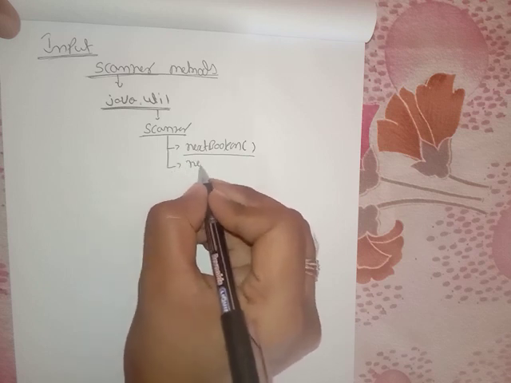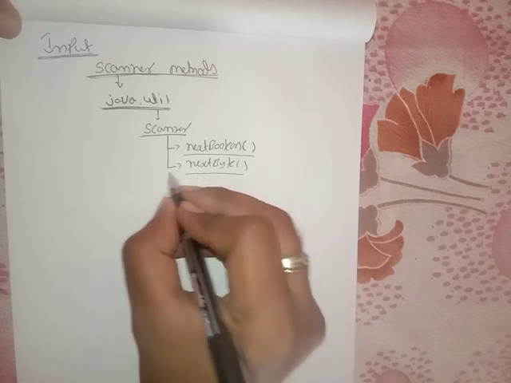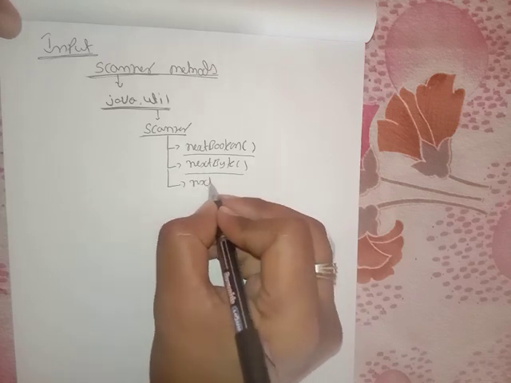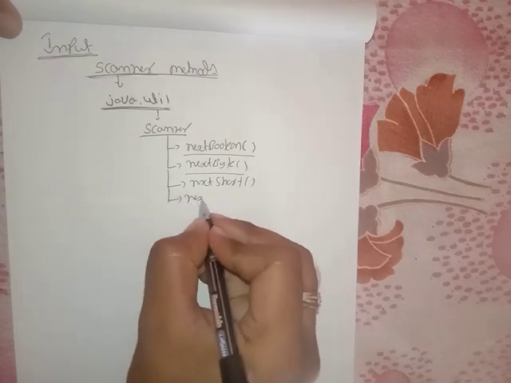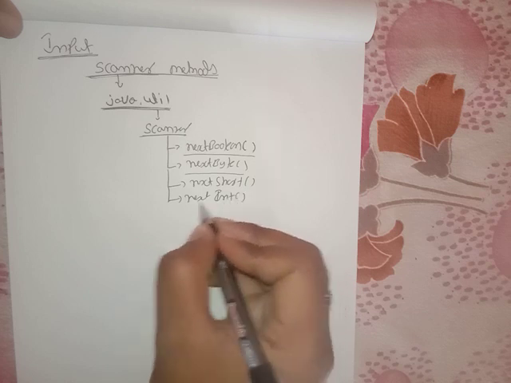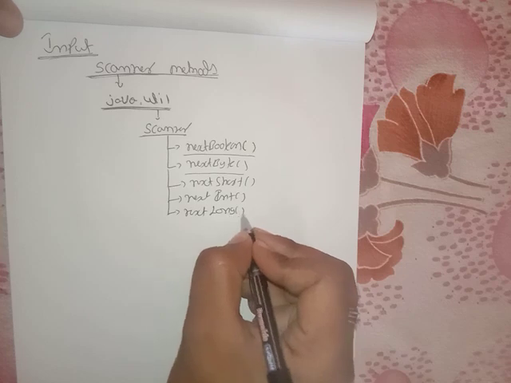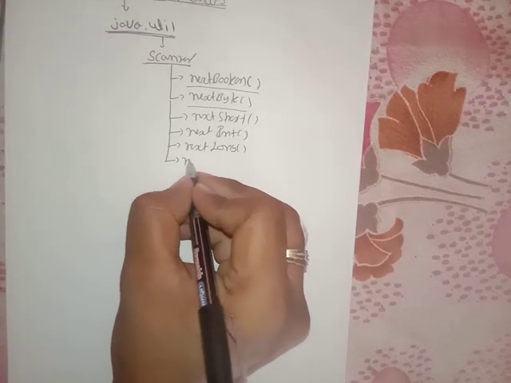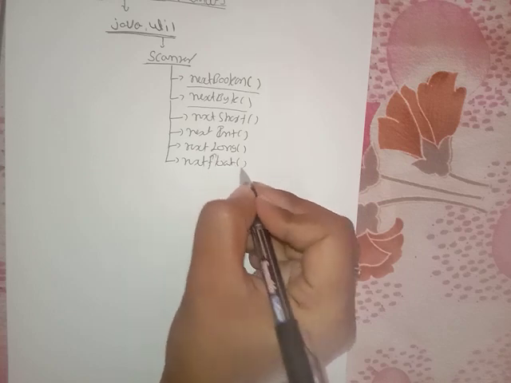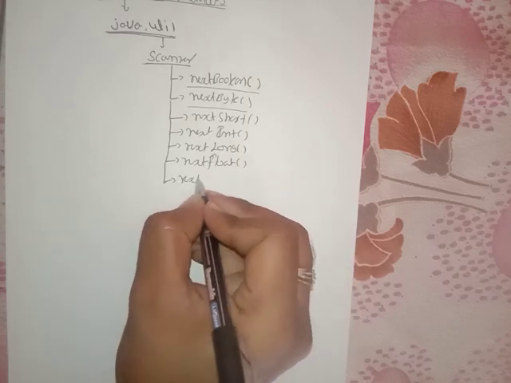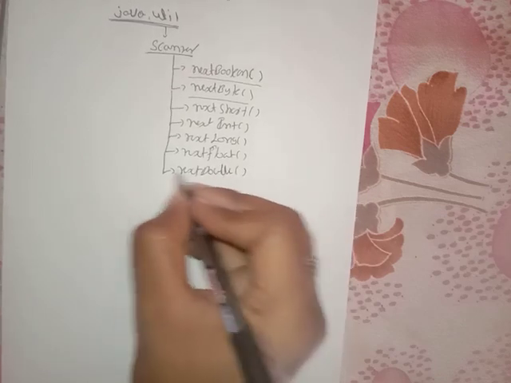Second one is nextByte. When I call this method, it reads the byte type values from the keyboard. nextShort reads the short type value from the keyboard. nextInt reads the integer values from the keyboard. nextLong reads the long type value. nextFloat reads the float type values. nextDouble reads the double type values from the keyboard.